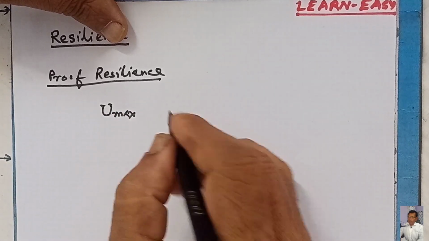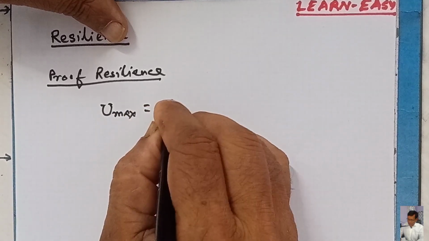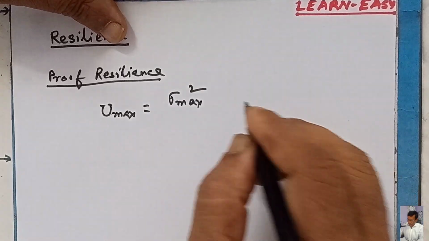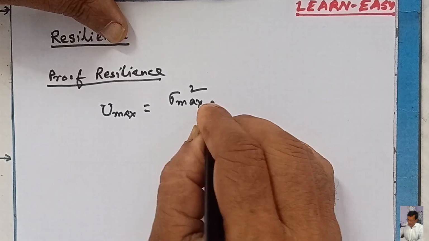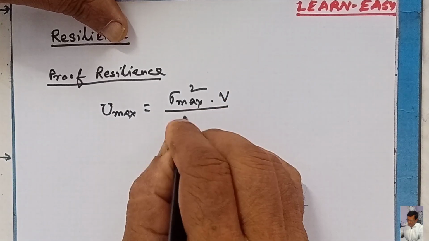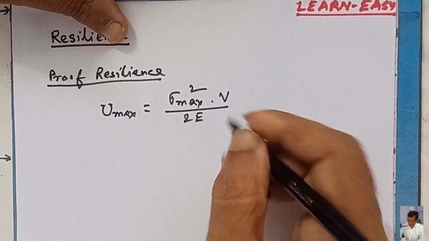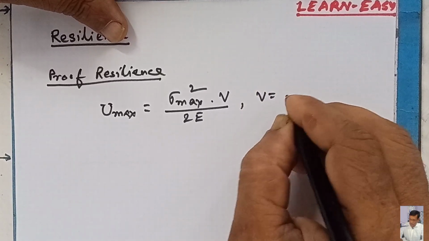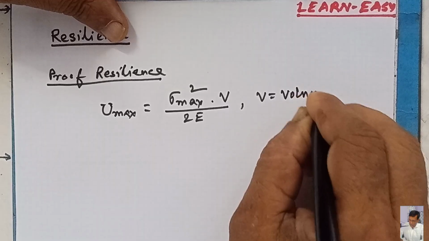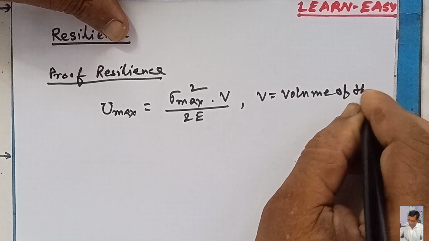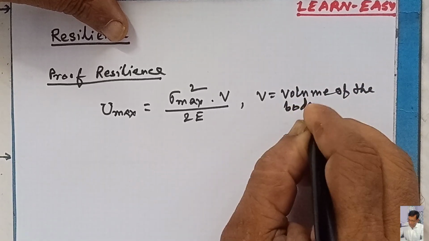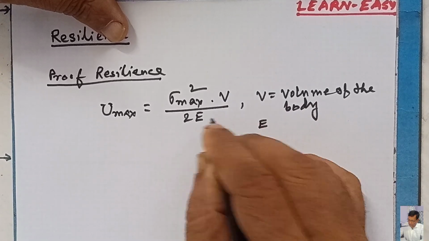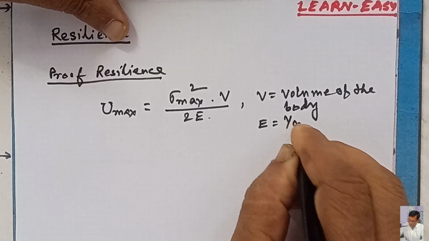Proof resilience is denoted by Umax. Umax is equal to sigma max square into V divided by 2E, where V is the volume of the body, E is Young's modulus.